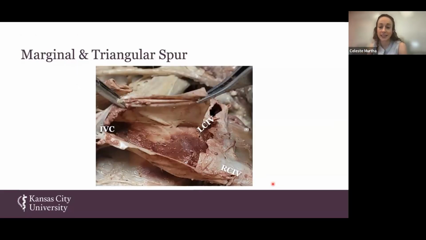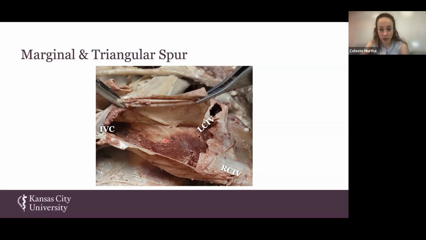Okay, so let's examine some gross anatomical pictures of the spurs that we observed. This here is a marginal and triangular spur. To orient yourself, we are standing along the right side of the cadaver, looking down into the abdomen. The inferior vena cava is running down this way, splitting into the left common iliac vein and the right common iliac vein. And if you focus your attention here, you can see a triangular spur.